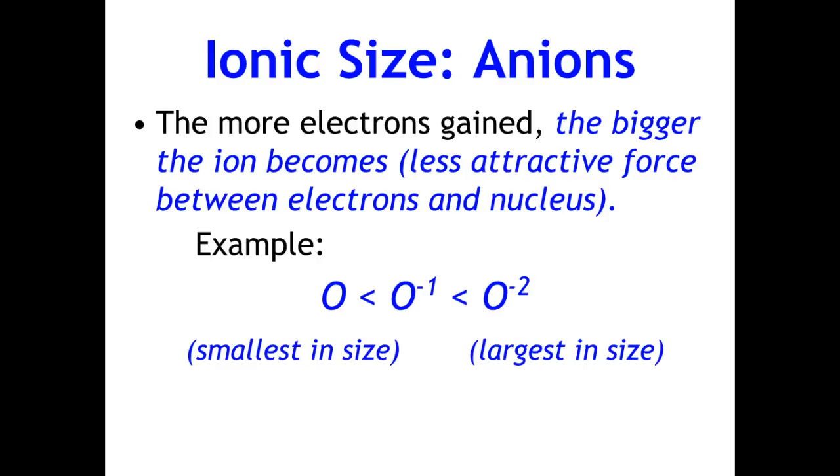So let's look at an example. A neutral oxygen atom is smaller in size than the -1 oxygen ion, and even smaller in size as compared to a -2 charge oxygen ion.